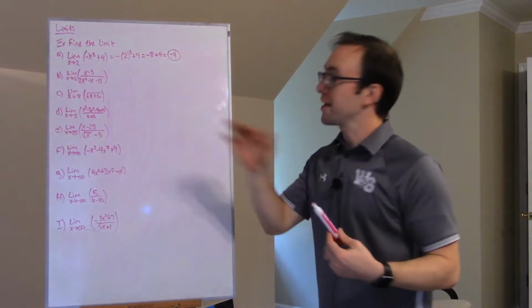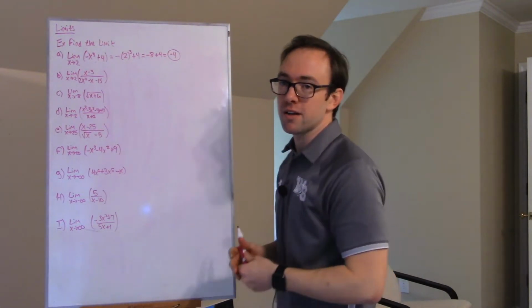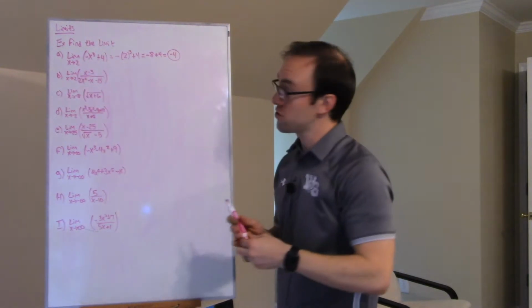So when you plug in 2, you have negative 2 to the third power plus 4. So negative 8 plus 4. Negative 8 plus 4 is negative 4. That's the limit as x goes to 2 of that function.